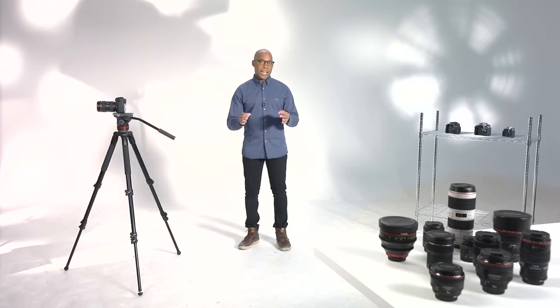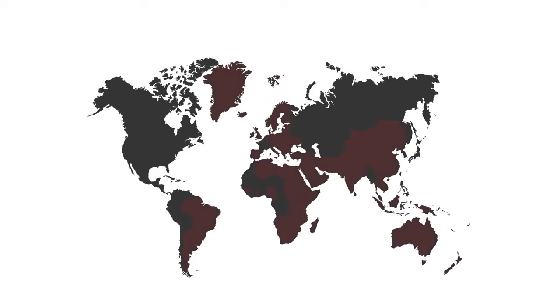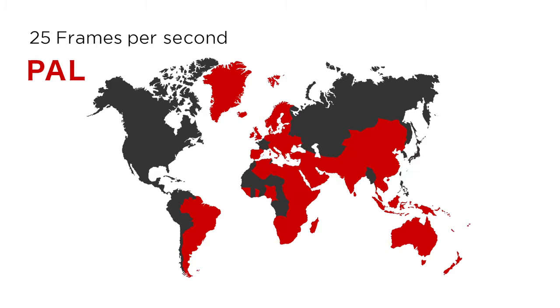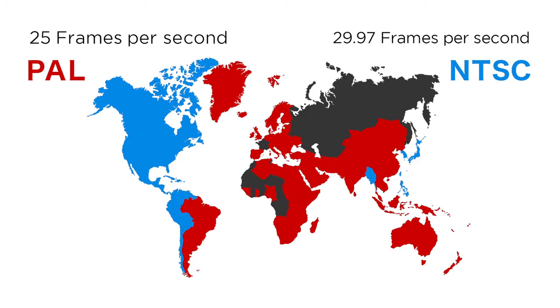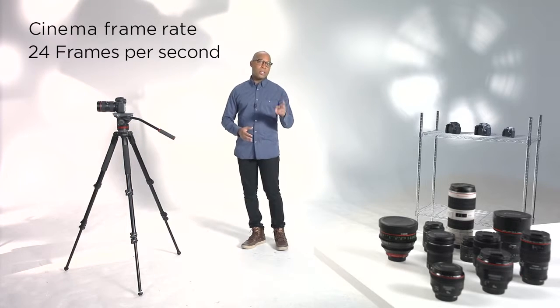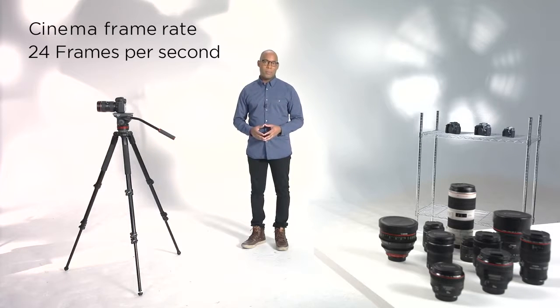The frame rate you select when recording depends on the region you live. In Europe, Oceania, Africa, South America, and most of Asia, television broadcasts at 25 images or frames per second, also known as PAL. Whilst in North America, Canada, and Japan, they'll use 29.97 frames per second, which we call 30 frames per second, and it's known as NTSC.